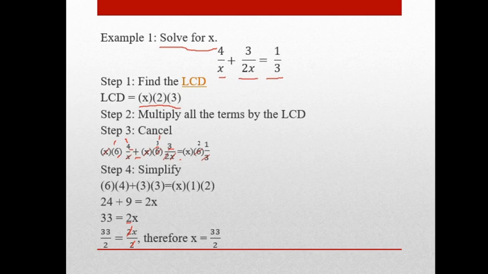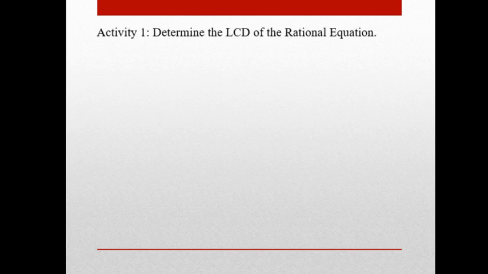So, yun lang ang steps natin. Una, find the LCD. Step 2, multiply all the terms by the LCD. And step 3, i-cancel yung pwedeng i-cancel. And step 4, simplify. Finding the LCD is a very important skill in this lesson. So, practice lang tayo sa pagkuha ng LCD lang muna. Determine the LCD of the rational equation.